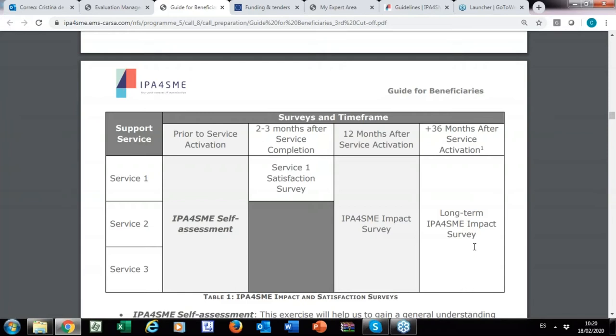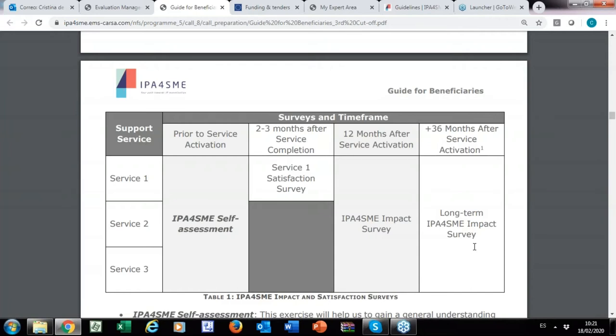So the first step that we need from your side is to complete what we call the self-assessment. The self-assessment is somehow a picture of your involvement in IP protection today: if you are aware, if you have already used services from external providers, if you have your own capacities in the company. So this first step is really important, and that's why in some parts of the guide for beneficiaries you will find the word mandatory. In any case, it's really important for measuring the impact of the action.